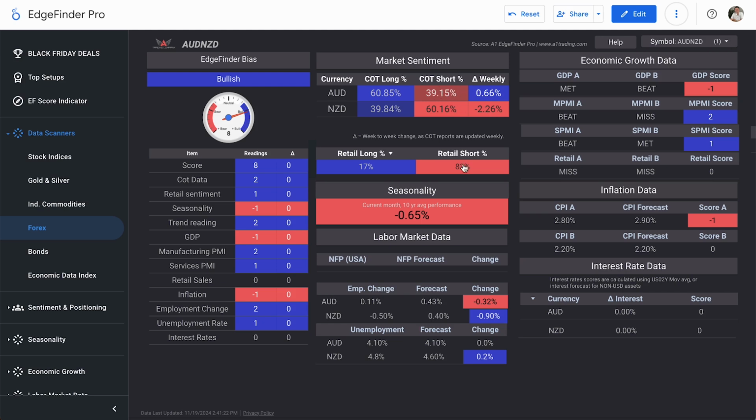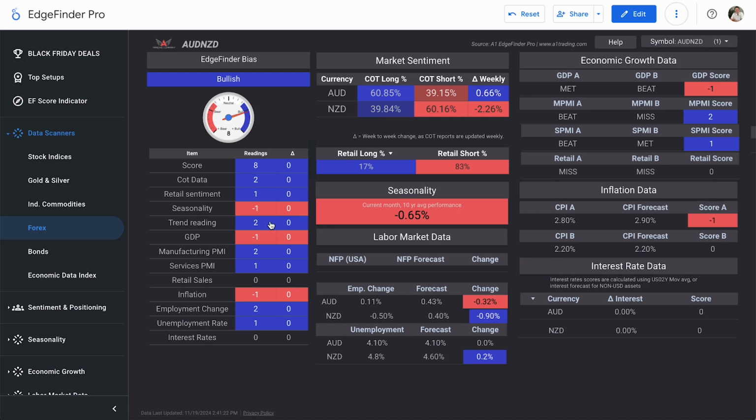So strong looking COT indications there. Retail positioning, 83% of retail traders right now are shorting Aussie NZD. That is a big number, and that is a +1 score for us there. Seasonality, however, is a score of -1, which means over the last 10 years averaged together, the month of November is typically a bearish month for Aussie NZD.